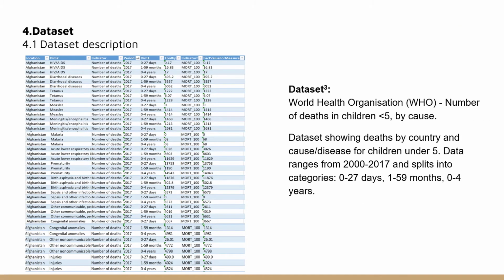On this slide, you can see the downloaded dataset in the format of an Excel workbook file. The columns we will be using are the following: location, which represents the country, DIM2, which represents the cause of death, period, which represents the year, DIM1, which represents the age group, and fact value for measure, which represents the actual number of deaths. The dataset also includes some other columns, but these will not be necessary for our analysis, so we will exclude them.